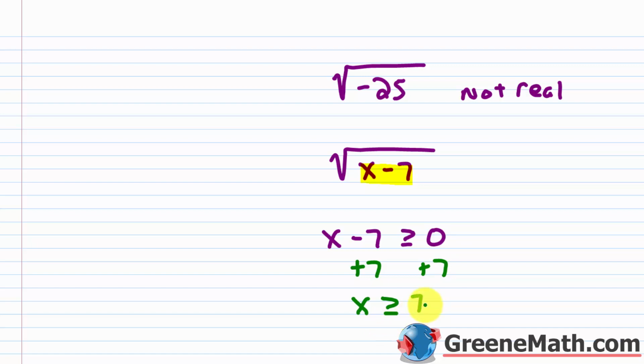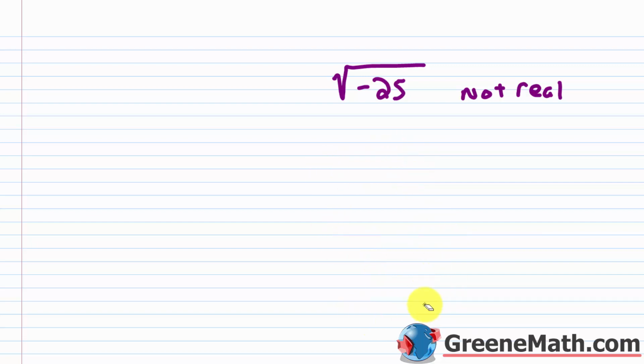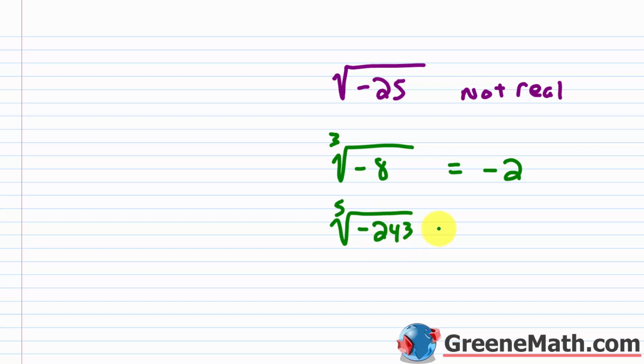Now, if we're working with a radical with an odd index, you don't have this issue, right? We know that if we had something like the cube root of -8, this is a real number. This is -2, right? Because I can raise a negative number to an odd power and get a negative, okay? So the cube root of -8 is -2. Or the fifth root of, let's say, -243 would be -3, right? Because -3 to the fifth power is -243.